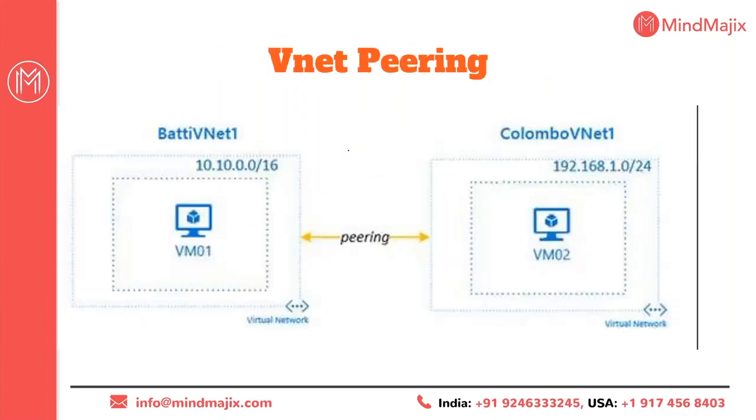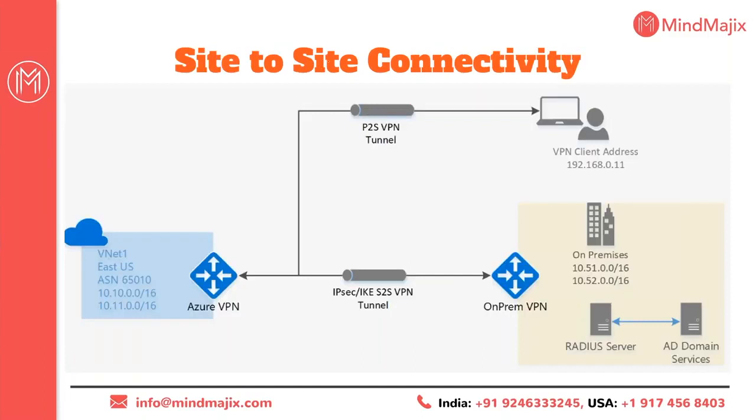Moving ahead, we'll be doing Vnet peering. As I said, we'll be connecting one virtual network to another virtual network. As you can see, both are in different IP zones, IP addresses. So we'll be connecting them so that both networks talk to each other in private terms using a private IP. Then we'll have site-to-site connectivity in our projects also.